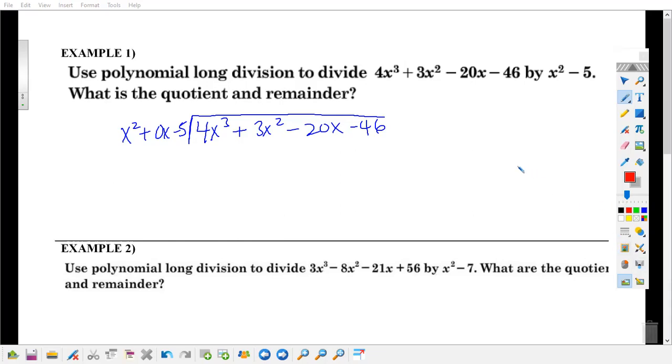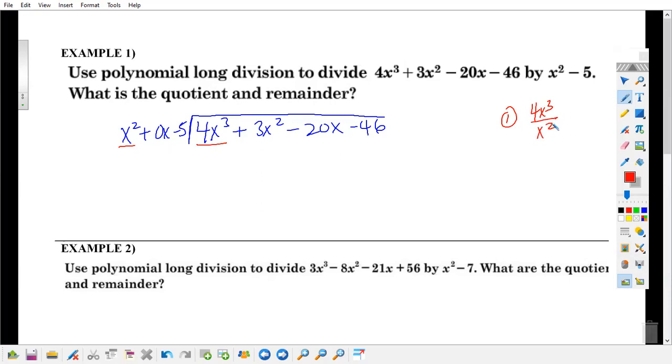All right, so we're going to go through the steps. Divide, multiply, subtract, bring down. Divide, multiply, subtract, bring down. So the first thing, step 1, is to divide your first terms. So we're dividing 4x cubed divided by x squared. This is what I'm thinking in my head.